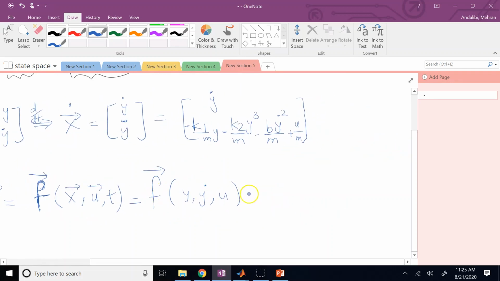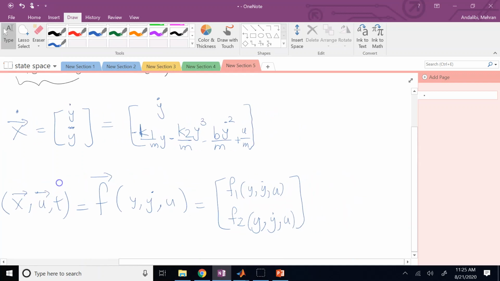Now, as I said, this f has two components, so I can write it as f1 of y, y dot and u, and f2 of y, y dot and u. What are those functions? These ones up here. So this is f1, this function.